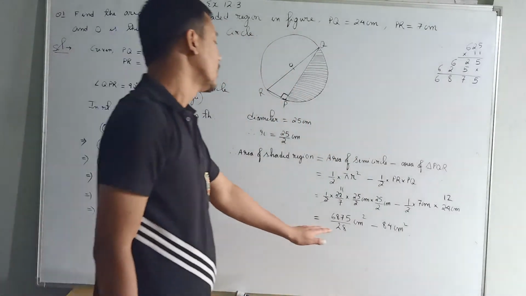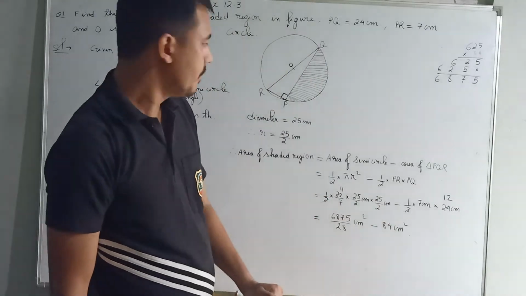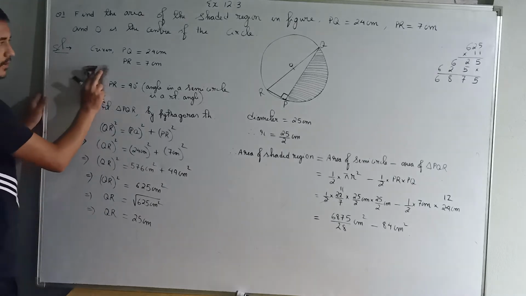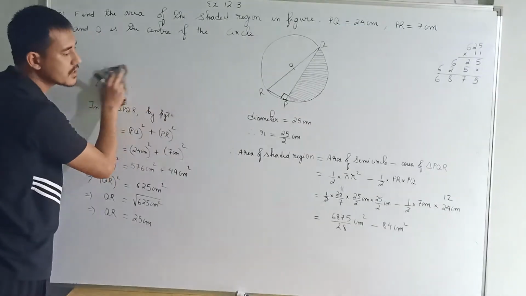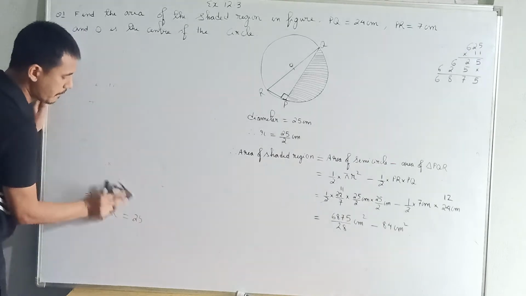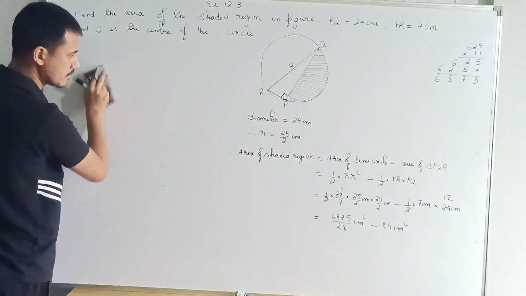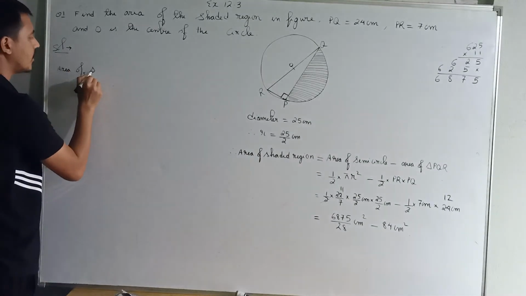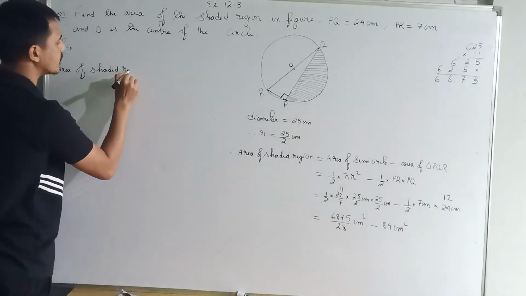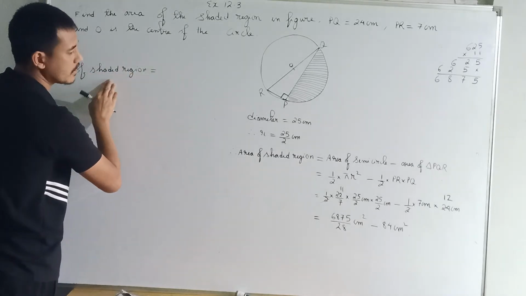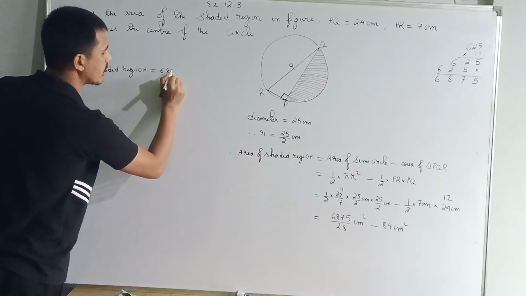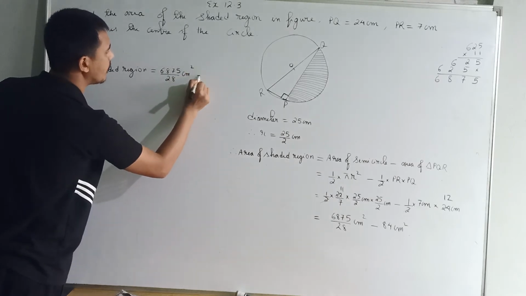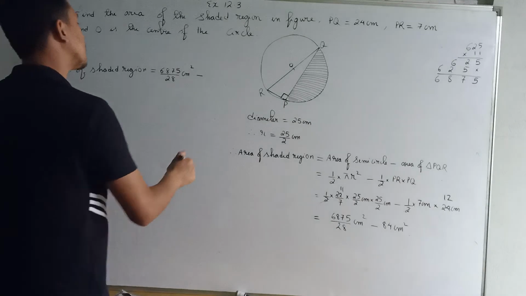Okay, so we can evaluate this by taking LCM. Alright, so if this part is done, I'm just going to wrap it up, okay, so that I have enough space for the remaining calculation. So your area of shaded region will be 6,875 upon 28 centimeters square minus 84 centimeters square.